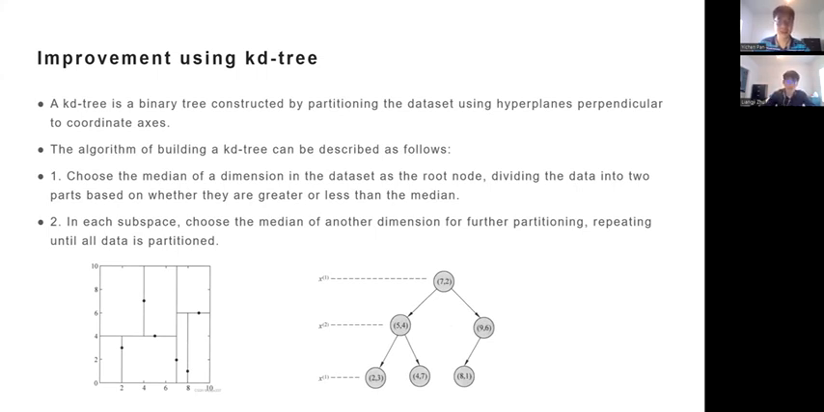A KD tree is a binary tree. Building it can be described as follows. First, choose the median of a dimension in the dataset as the root, dividing the data into two parts based on whether they are greater or less than the median. In each subspace, choose the median of another dimension for further partitioning, repeating until all data is partitioned.